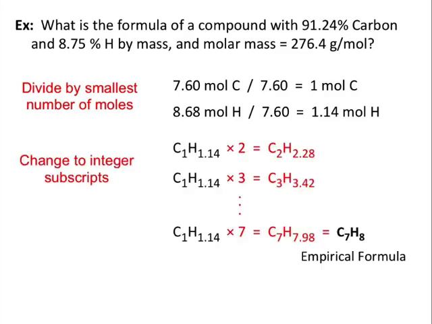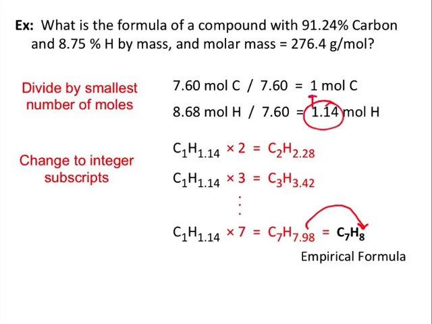So probably the simplest way to do this is just guess and check. What if I multiply it by 2? Nope. What if I multiply it by 3? Nope. Hey, what if I multiply it by 7? And then you get something that's very close to 8. 7.98. And then that's okay to round it to 8. So there's some limits here though, right? Why don't you round 1.14 down to 1 and this is just a 1-to-1 ratio?